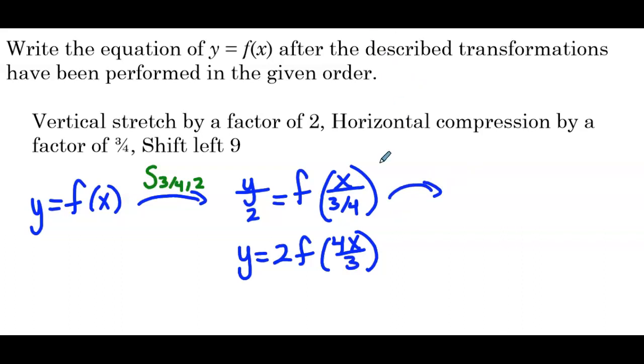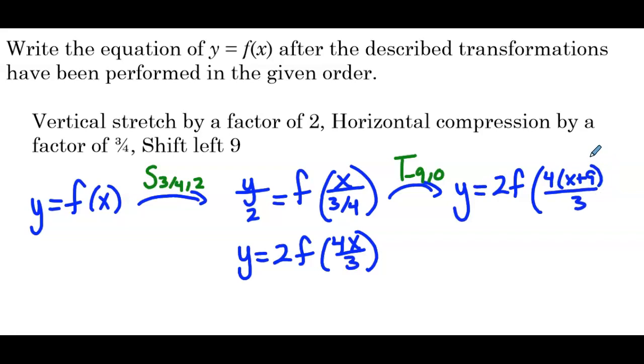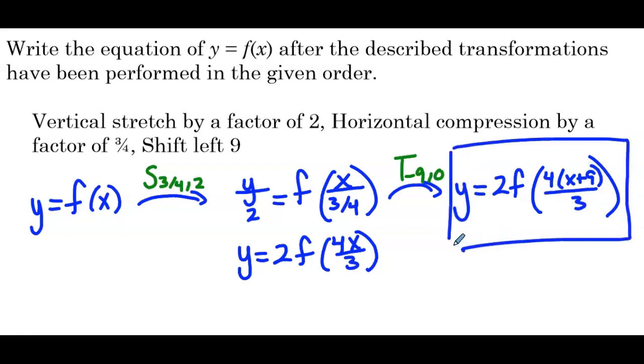And we're going to follow that up with a shift left 9, so translation. We're going to subtract 9 from the x values, nothing from the y's. So we have y equals 2f of, x is in the numerator, and we need to put our translation in parentheses because there's also a 4 up there. So we're going to replace x with x plus 9 over that 3. And we can leave it here, or we could distribute out the 4. The choice is ours. In this case, let's leave it. So there is our function.